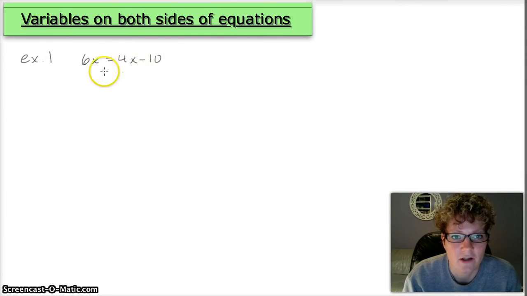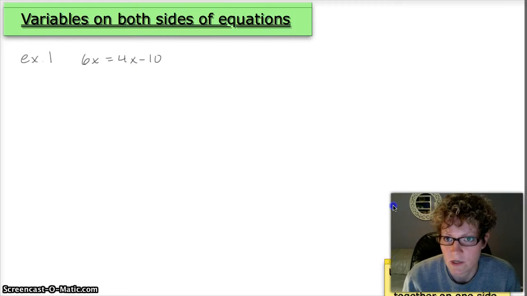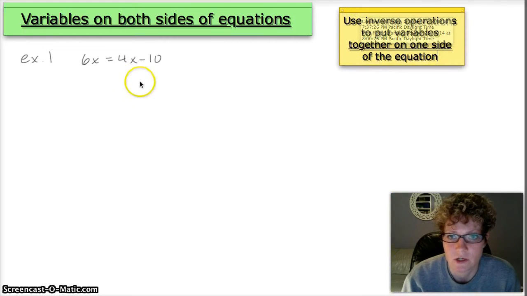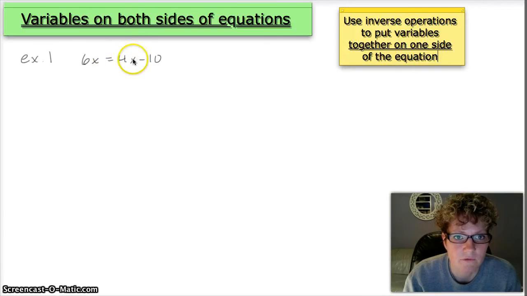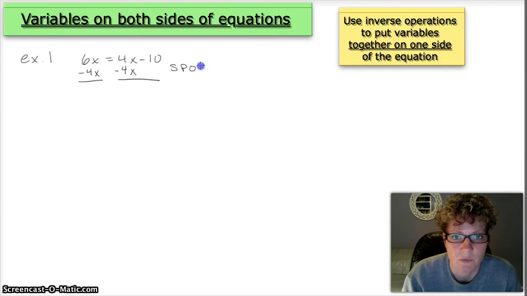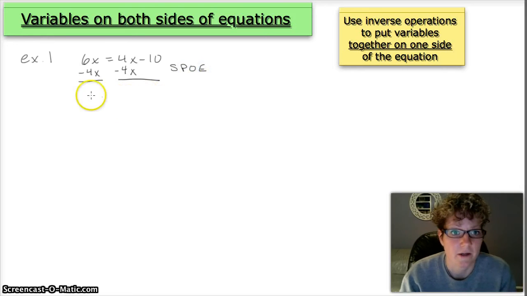The goal is to get all of the x's on one side of the equation. I can move them either from the left to the right or the right to the left, either way. The thing I need to use is inverse operations. So the 4x is positive. In order to get it to the other side of the equation, I have to subtract it because it's positive. And so I'm using the subtraction property of equality, or ESPO.